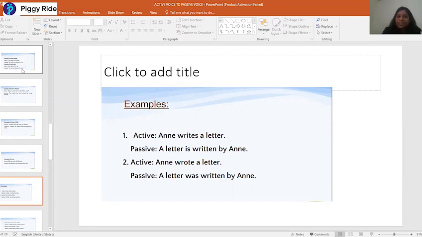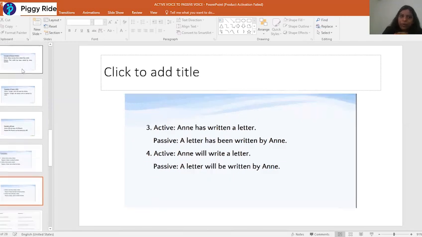Okay, active. Annie writes a letter. Passive. A letter is written by Annie. Active. Annie wrote a letter. Passive. A letter was written by Annie. Okay, again, active. Annie has written a letter. When we change into passive form, a letter has been written by Annie. Active again, Annie will write a letter. Passive form, a letter will be written by Annie.